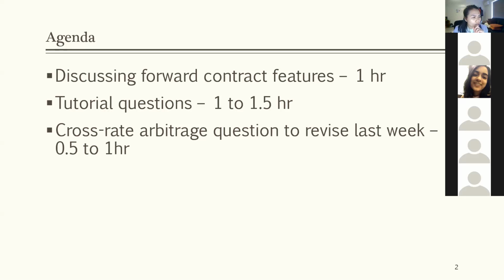In the next question, we are going to look at how to compute the cross rate. Suppose we're given two exchange rates. Our job is to compute the cross rate.